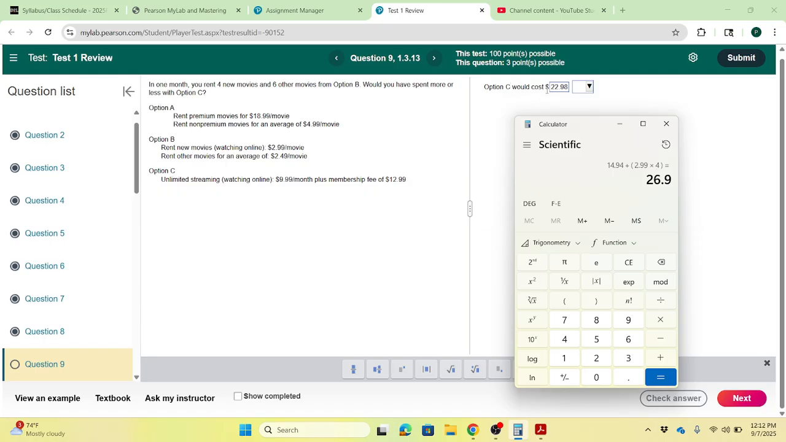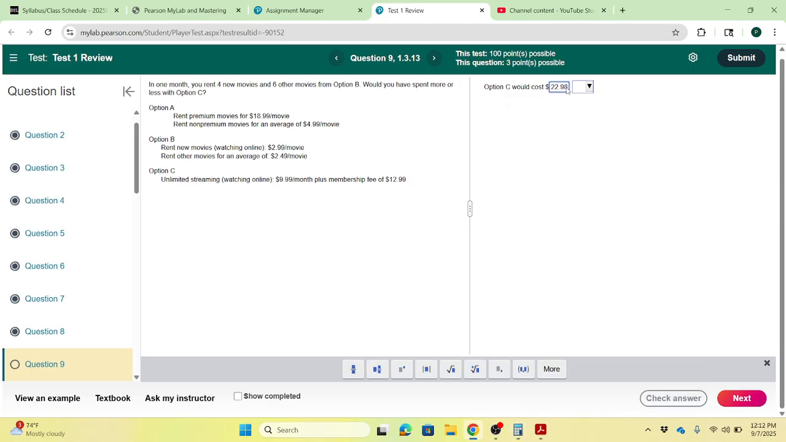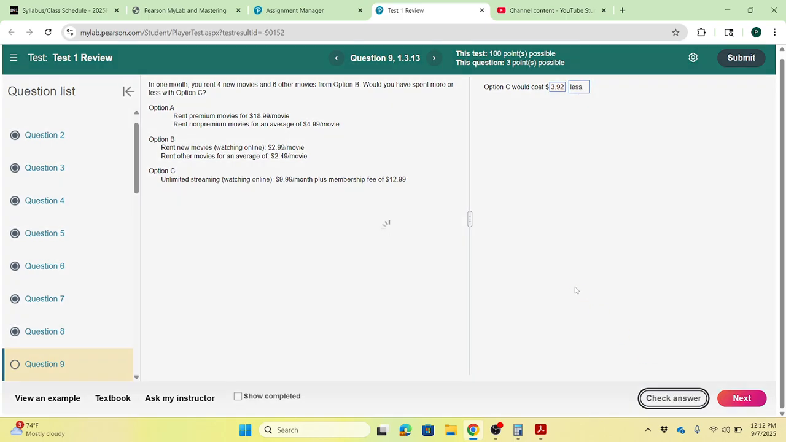Option C would cost 22.98, but option B would cost 26.99. So the difference is 26.99 minus 22.98. So option C costs $3.92 less. Option C costs less than option B.